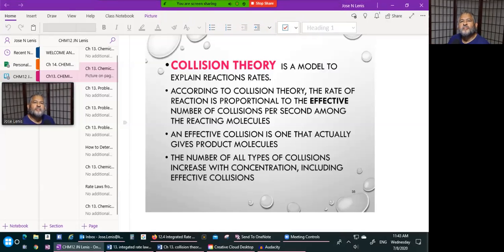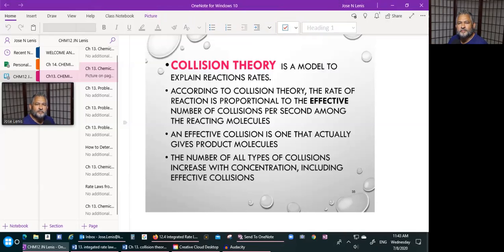Hello, this is the continuation of chemical kinetics. We will do collision theory, Maxwell-Boltzmann energy distribution diagrams, activation energy, potential energy diagrams, and also reaction mechanisms. Let's start with collision theory.